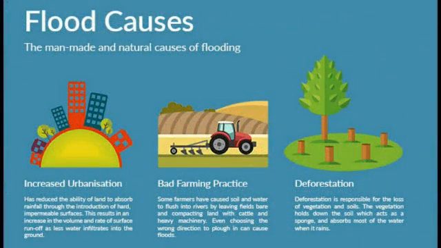So, children, what are the man-made causes and natural causes of flooding? Natural causes we already saw. What are the man-made causes? Yes, increased urbanization. That means man is cutting down trees and building more and more constructions. Next, bad farming practice. The farming practice which is taking place now is not good. Next one is deforestation. You all know what deforestation is. It means cutting down of trees. This is very much responsible for floods. So what should we do? We shouldn't do these three main things.